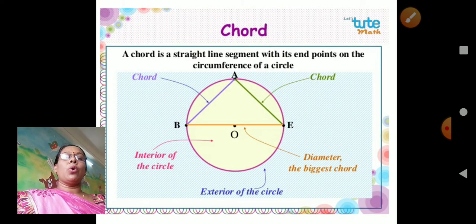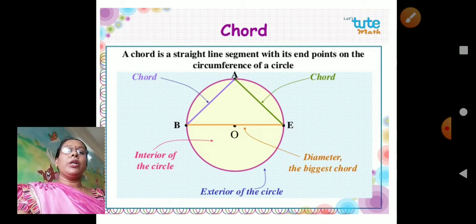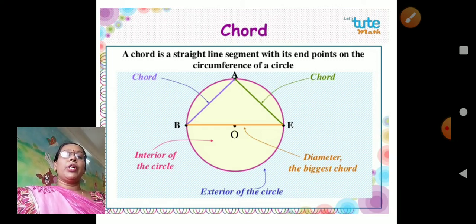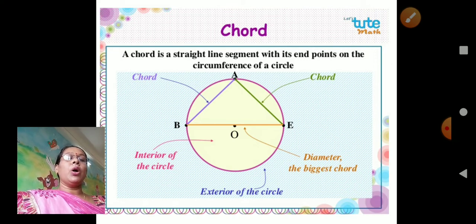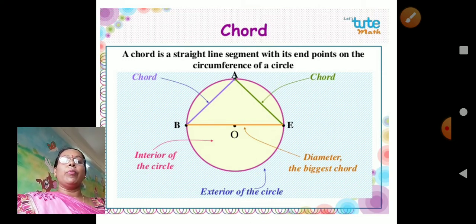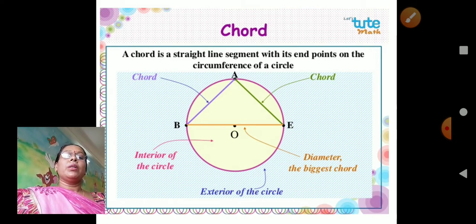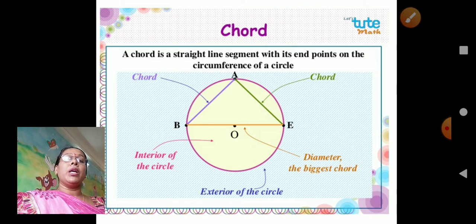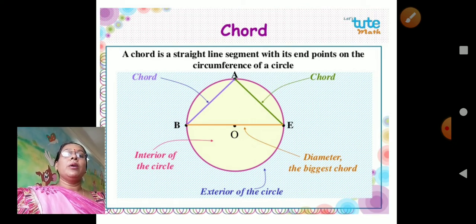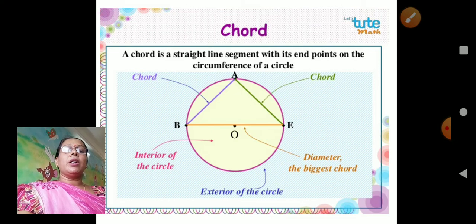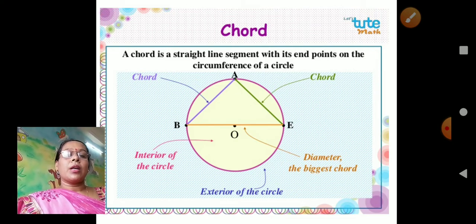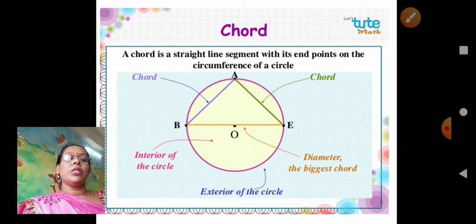Now the next part is the chord of the circle. Means if you consider any two points on the circle, then the line segment joining those points is called a chord of the circle. Now see the figure: AB, AE, BE, all these are chords of the circle, where both endpoints are on the circle. And AB is the largest chord, the biggest chord of the circle, means AB is the diameter of the circle. Then the diameter is the largest chord of every circle.